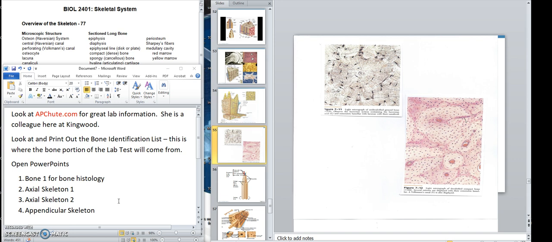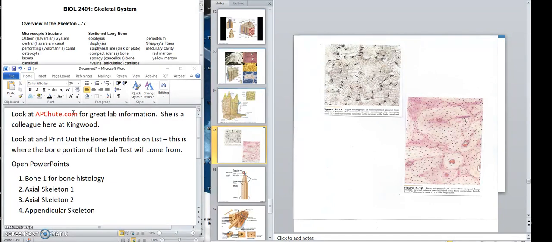And what I want you to do, my suggestion is to look at one of my colleagues' websites, Rose Shute. She's an excellent professor, and I'd like for you to look at her website, apshute.com. She has some great information on the lab, other information also. She has a private website. I have a private website. She does hers a little differently. She's more biologically inclined. I'm more medically inclined. So look at hers too.